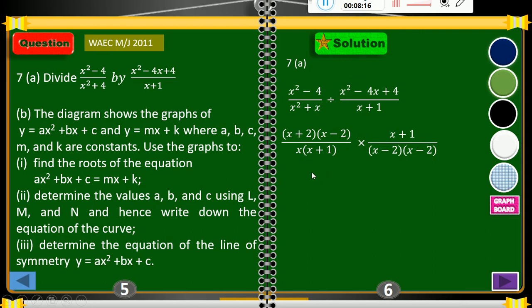Then we are now going to divide out the common factors. This will divide this, this will divide this, giving us x plus 2 over x multiplied by 1 over x minus 2. On further simplification, we have x plus 2 into this as the final answer.